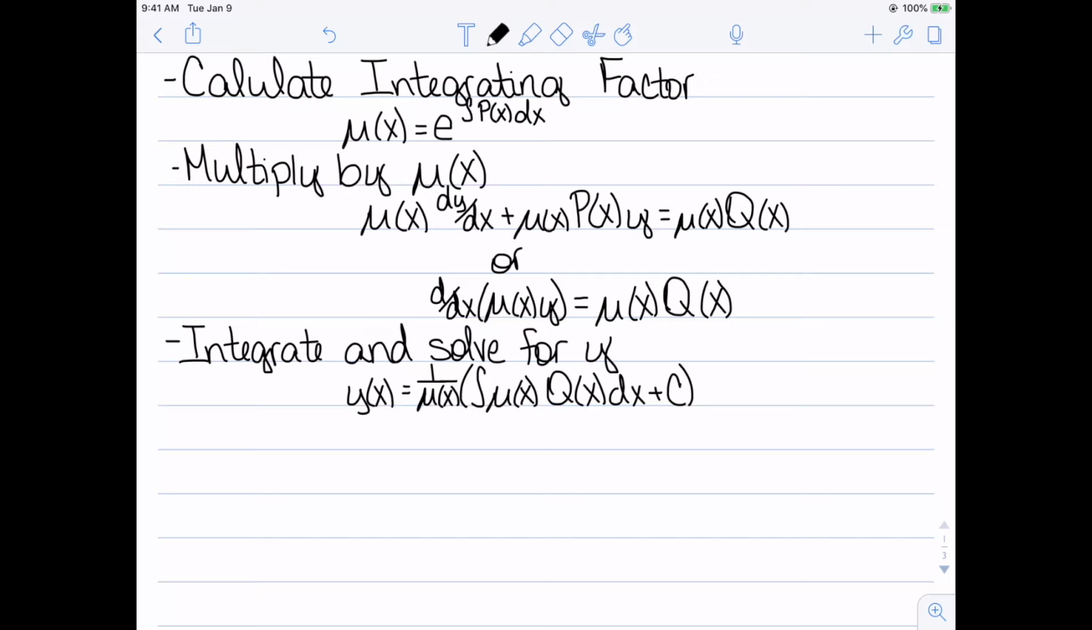We then integrate and solve for y, and that gives us that y of x is equal to 1 over mu of x times the integral of mu of x q of x dx plus c. So now that we've outlined the process, let's look at a few examples.